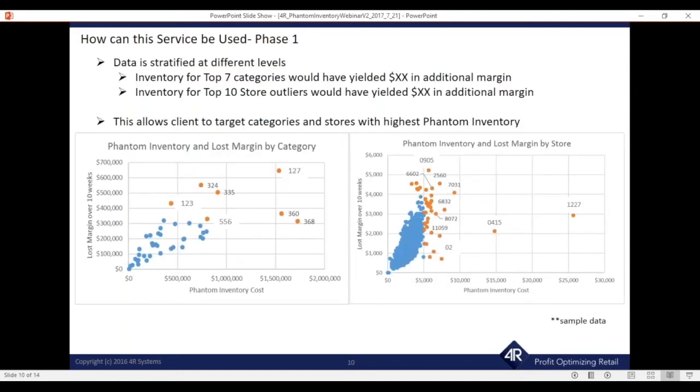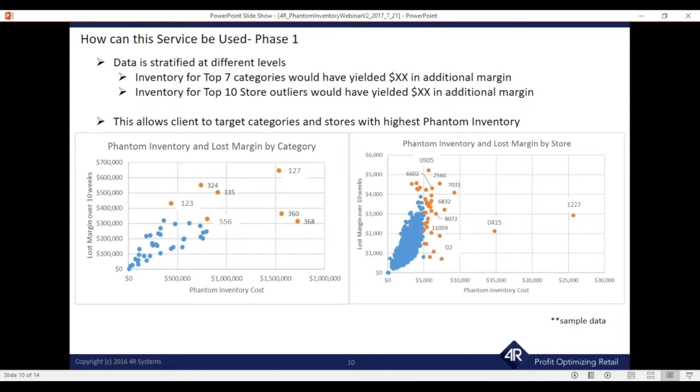In this analysis phase, we analyze data at different levels. So, for example, here, the chart on the left identifies categories with the highest loss margin due to phantom inventory. So you can see all the orange dots out to the right are the categories that have the highest loss margin due to the highest phantom inventory.